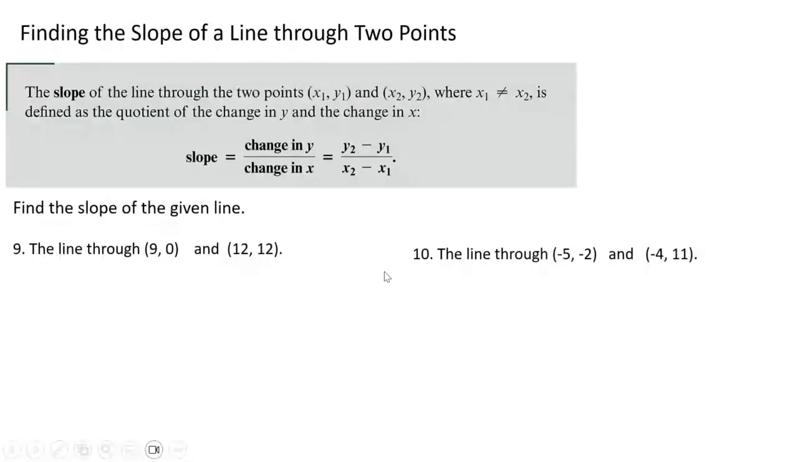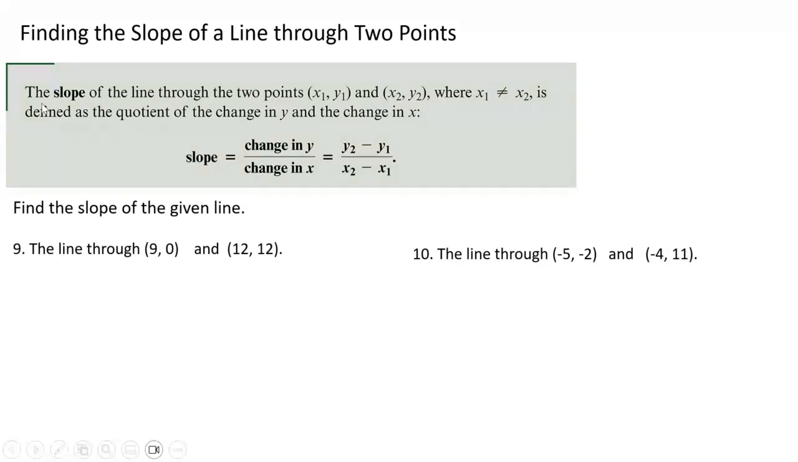Okay, now we're going to find the slope. Finding the slope of a line through 2 points. So here's my formula, guys. The slope is equal to the change of y over the change of x, which means, here's the definition.